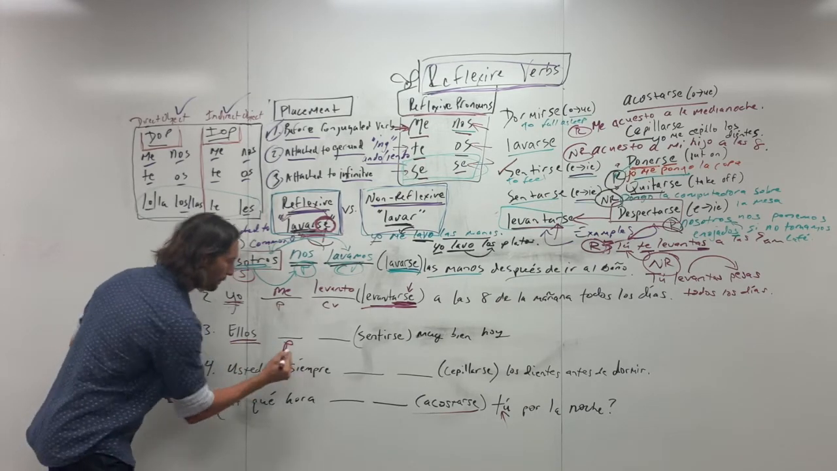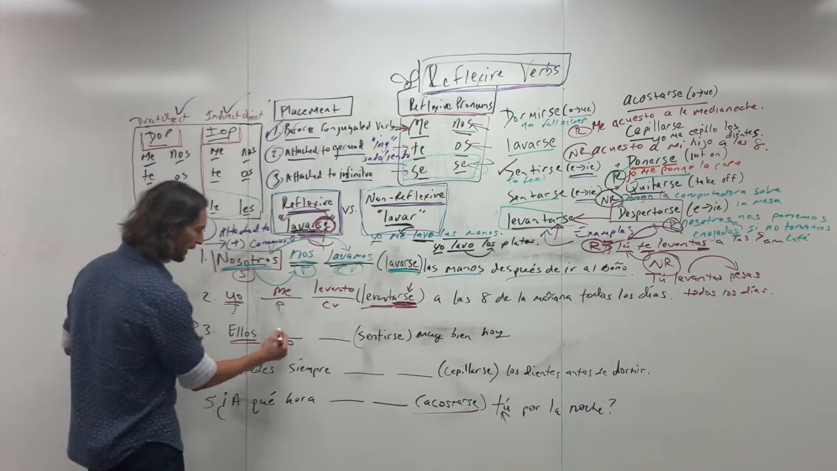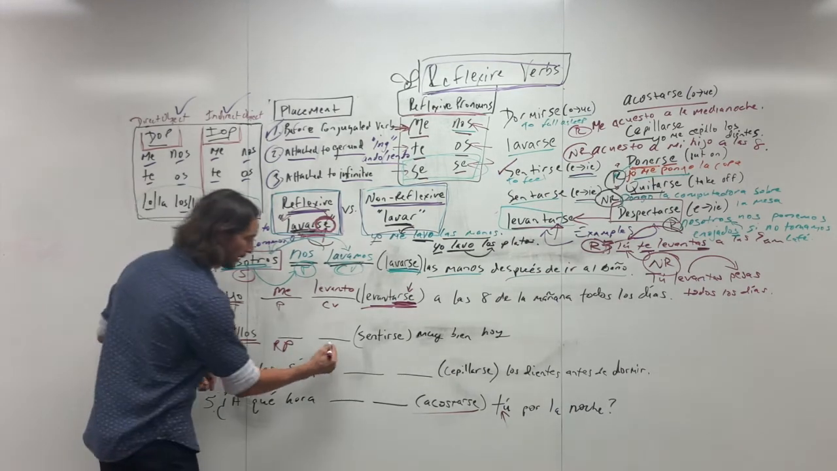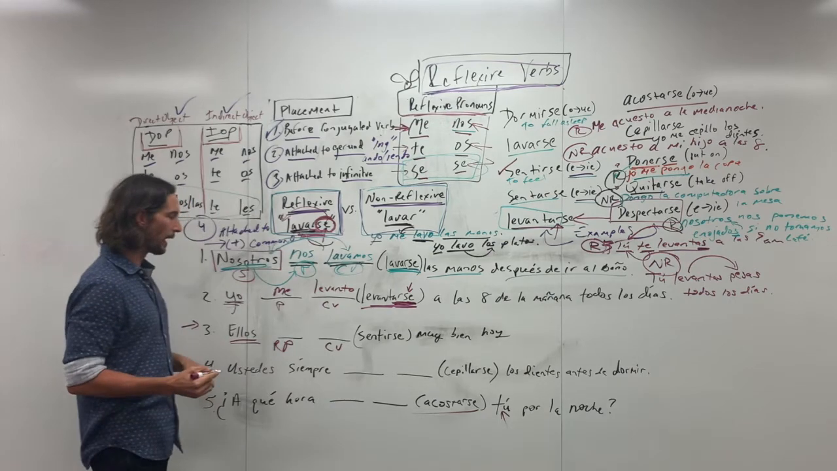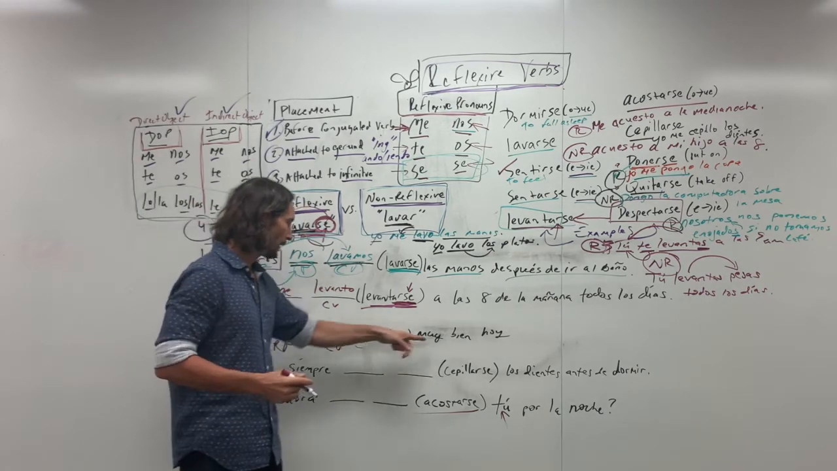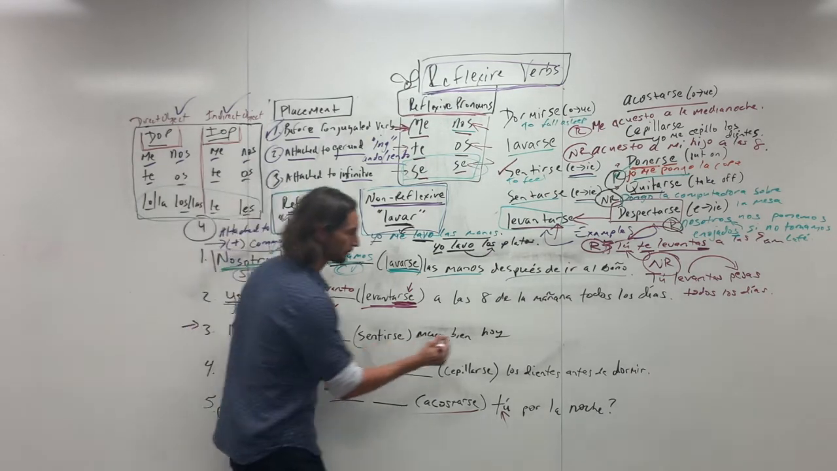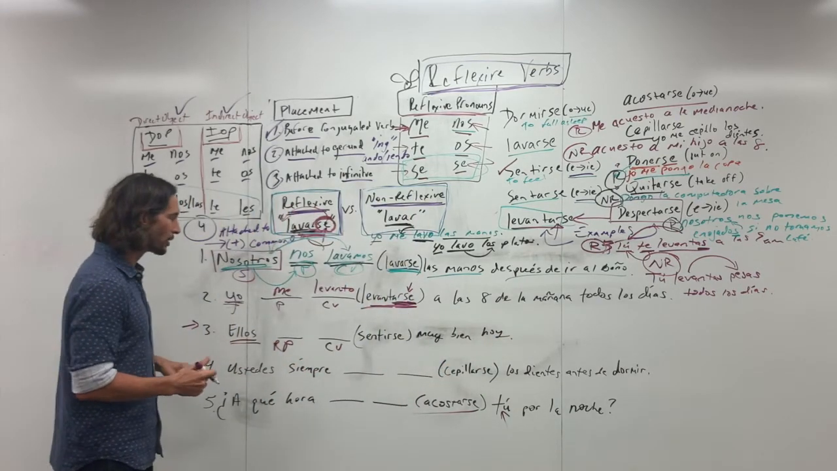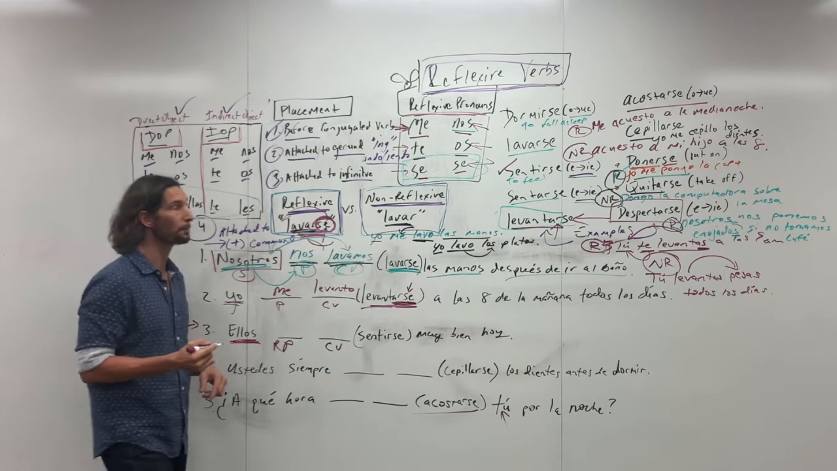Ellos, and again, I'm going to go ahead and put P for pronoun. We can even go more detailed and put RP for reflexive pronoun. And then we're going to go CV for the conjugated verb. And then, of course, we have muy bien hoy. We'll put a period there, just for grammar's sake. So ellos, right, now we have third person plural.